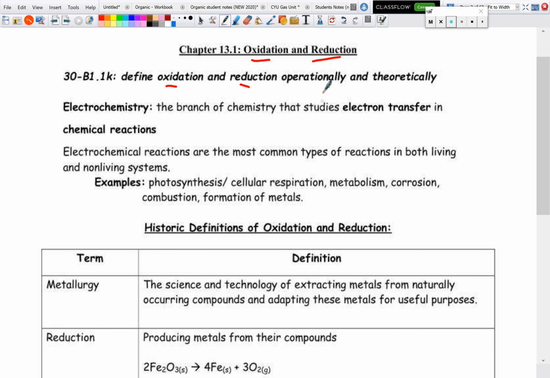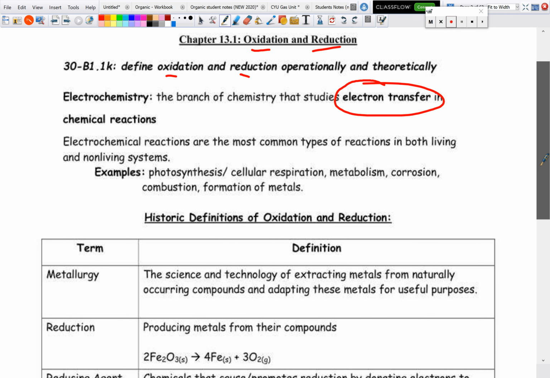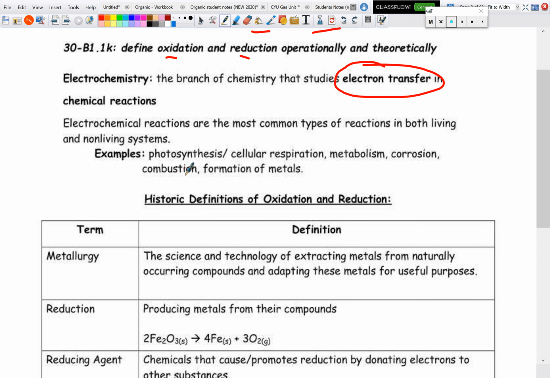But before we actually do that, we're going to look at the historical definitions of what oxidation and reduction is. So first of all, electrochemistry is a branch of chemistry that studies, keyword here, electron transfer. So we're going to be looking at how many electrons are going to be transferred in reactions. We have a bunch of different examples like photosynthesis, cellular respiration, metabolism, corrosion, combustion, formation of metals. All these are examples of redox reactions, or electrochemical reactions. We're going to get into what redox is very shortly.